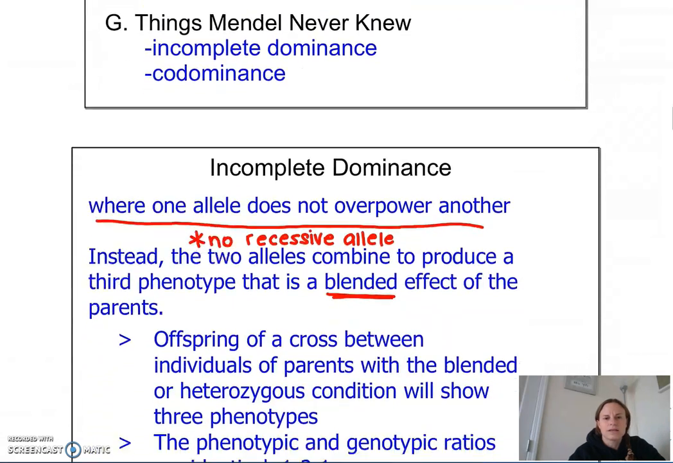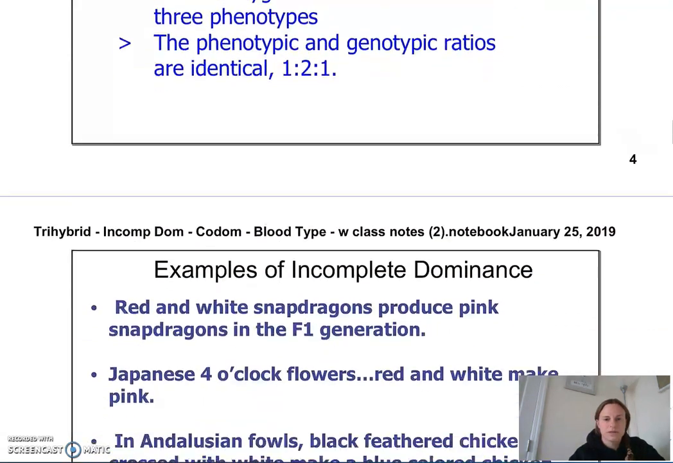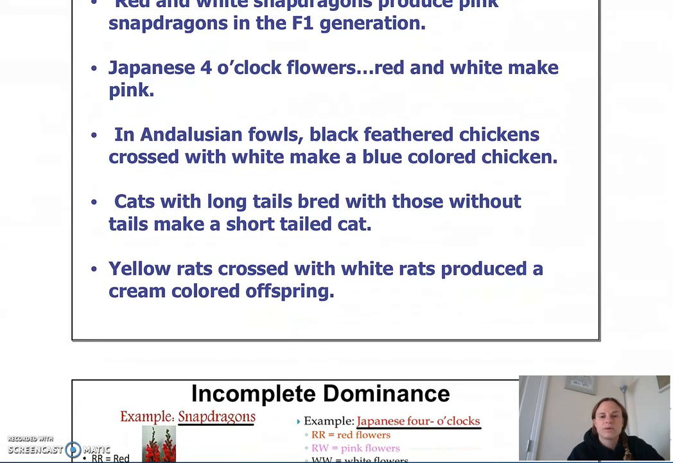So what is incomplete dominance? Incomplete dominance is where one allele doesn't overpower another. In other words, there are no recessive alleles, and the offspring combine to produce a third phenotype that's a blended effect of the appearance. Let me give you some examples. You've got red and white snapdragons that produce pink snapdragons. Similarly, with Japanese four o'clock flowers, red and white parents produce pink offspring. Andalusian fowls are black feathered chickens that, when they mate with white feathered chickens, make a bluish gray colored offspring.